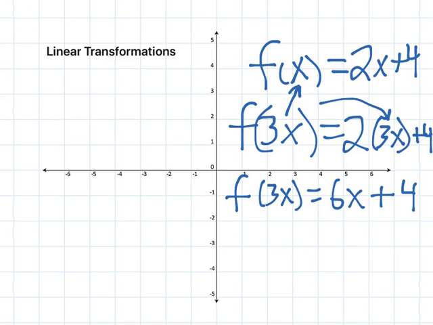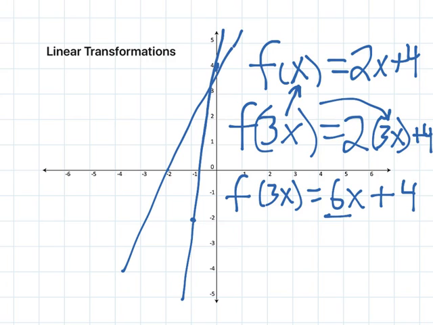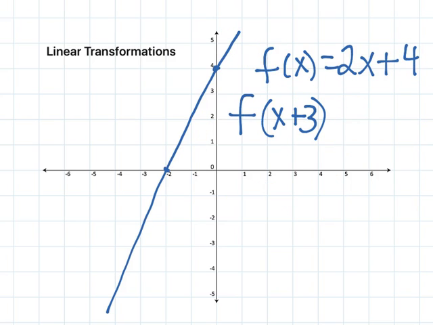Notice the y-intercept didn't change this time, okay? But the slope did. The slope changed. The slope increased immensely. So 1, 2, 3, 4, 5, 6. So now the slope looks like this rather than what it looked like before, where it kind of looked like that. Okay? So when you're multiplying inside the parentheses, the y-intercept didn't change, but the slope changes.